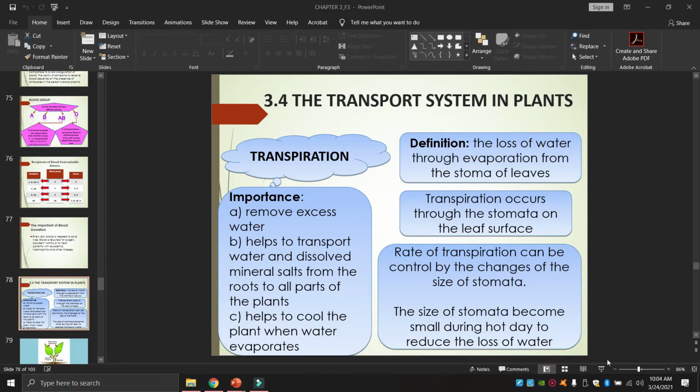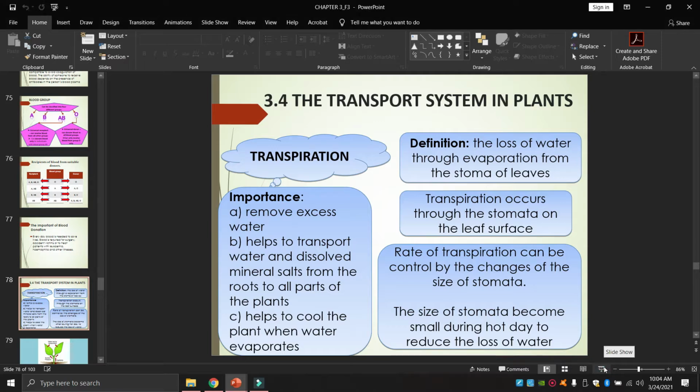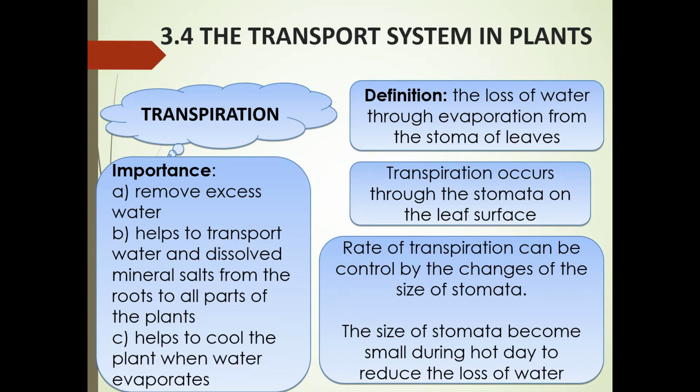Alright, so today we continue, for the last subtopic in chapter 3. So 3.4, the transport system in plants. Before this we already learned about the transport system in animals, and also in humans. And what is the medium that we use, let's say for humans? We use blood to transfer the nutrients, oxygen, and also the waste products from our body.